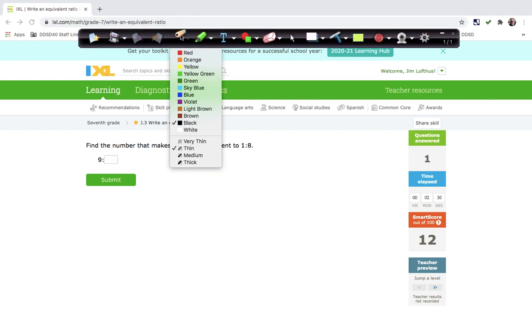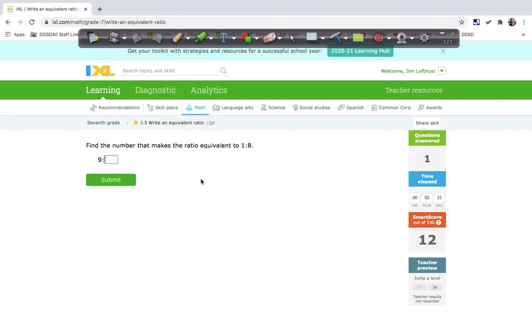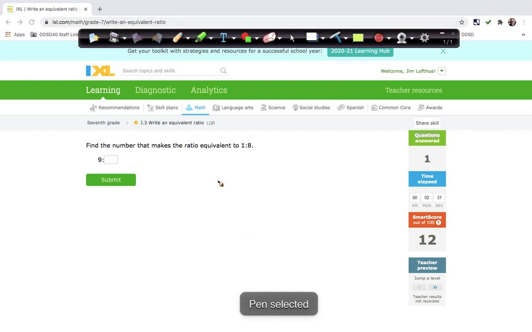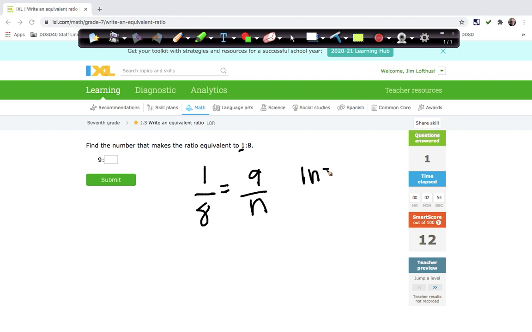So this is 1 to 8. The first number is the numerator, the second number is the denominator, is equal to 9, is proportional with 9 to n. 1 times n is equal to 9 times 8. So n, 1 times n is the same as n, is 72.